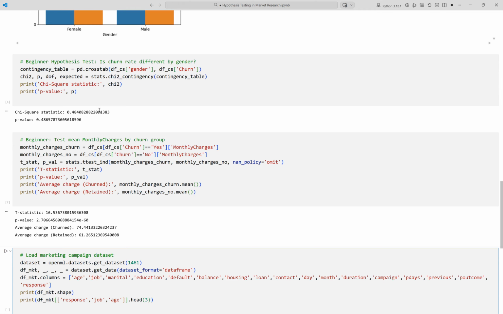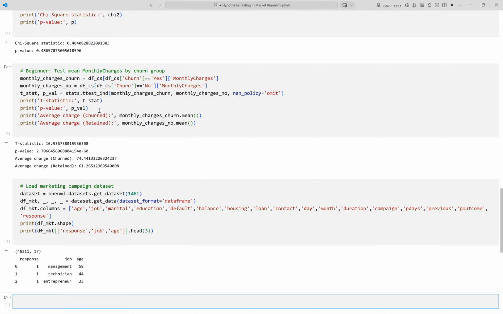Running the cell now. This output shows the dataset has 45,211 customers and 17 columns, confirming a large sample size for reliable analysis. The first three rows reveal key variables: customer response, where 1 equals positive, job type, and age, illustrating typical columns used to explore patterns in customer behavior and test hypotheses in market research. Notice how the response column is binary, which is important for segmenting customers based on their reactions to the campaign.